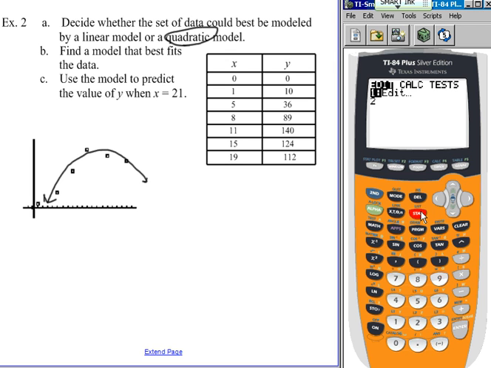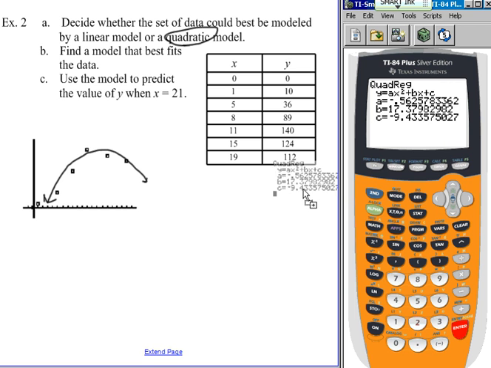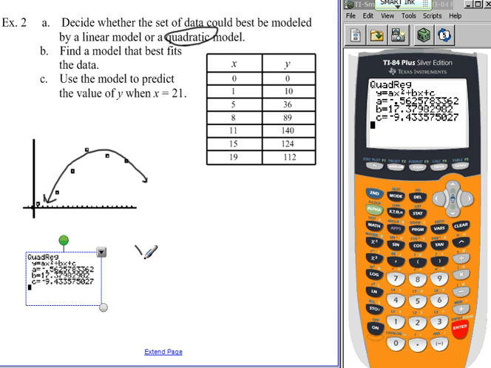So on your calculator again, press your stat key, go over to calc. The fifth choice is quadratic regression, and we can say our data is in list 1, comma list 2. And again, I don't even need to type that because if you leave that part blank, list 1 and list 2 are the defaults. And there's the equation of your parabola, which I can write as y equals negative, I'll just round to the nearest hundredth here, 0.56x squared plus 17.38x minus 9.43.